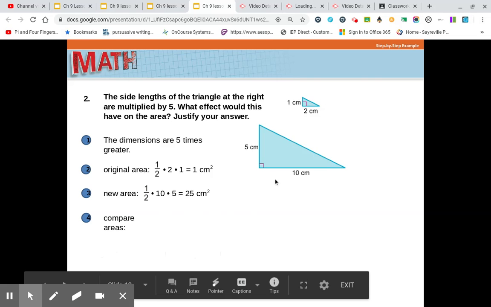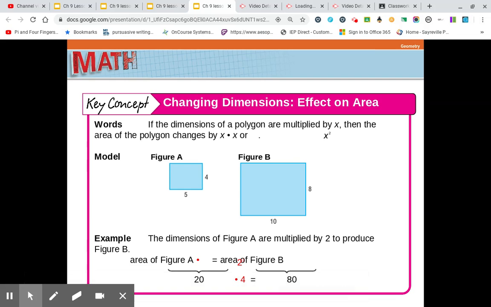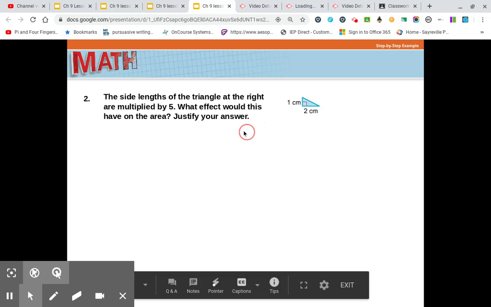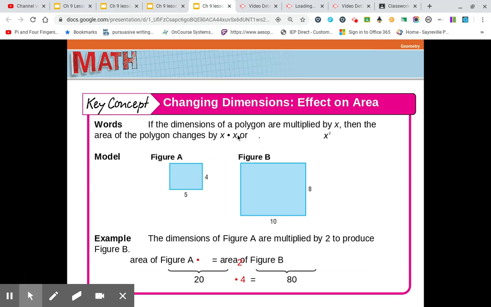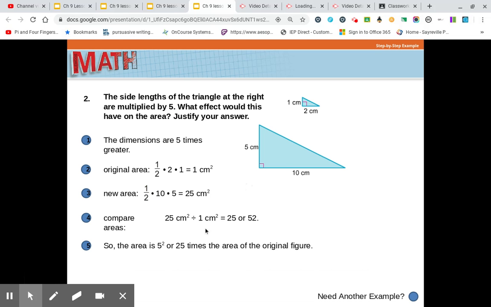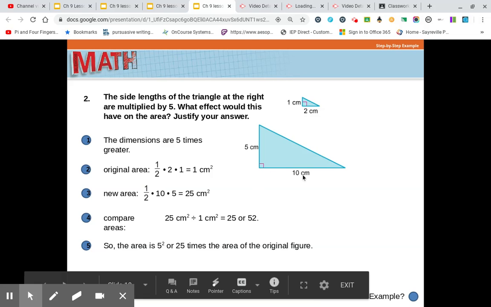So if we go back to this slide right here, that's what this is saying right here. All right, x times x is really just x squared. That's where they're getting this information from.